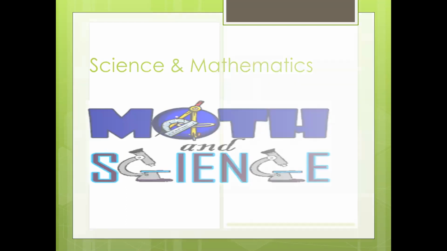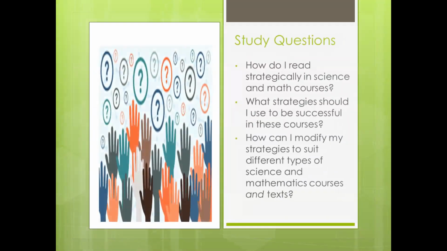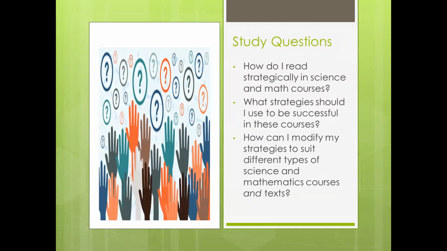Okay. So here are our study questions for this chapter. They're very similar, so again, moving through them relatively quickly. How do I read strategically in science and math courses? What strategies should I use to be successful? And how can I modify my existing strategies to suit different types of science and mathematics courses and different types of science and mathematics texts?